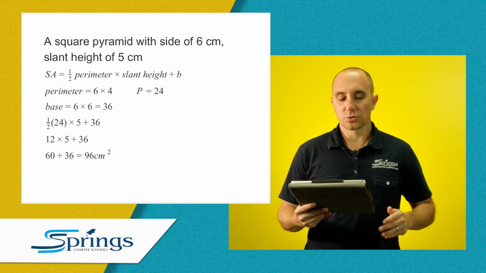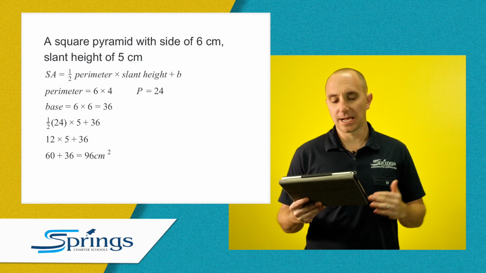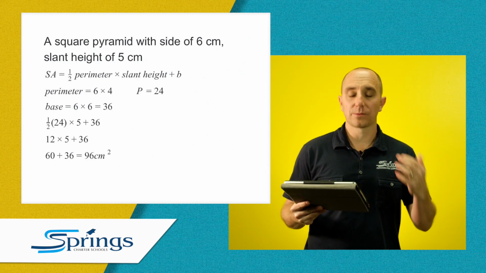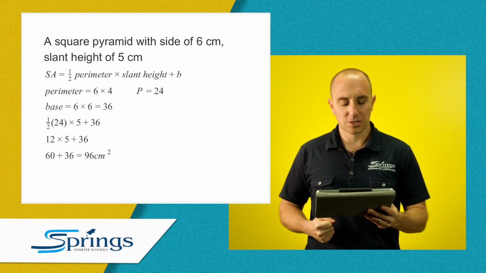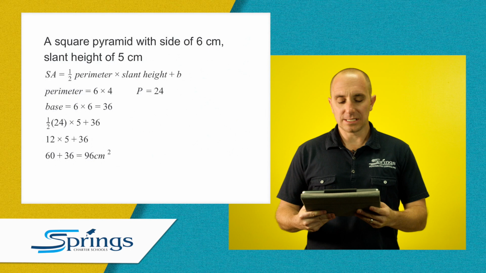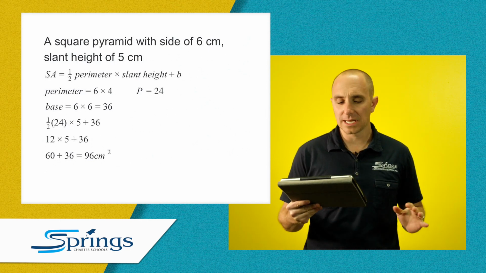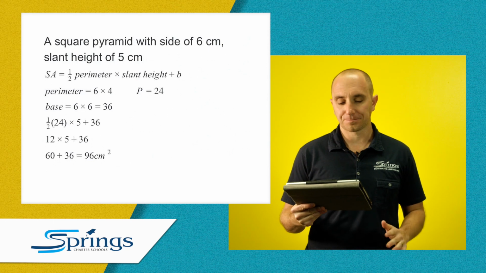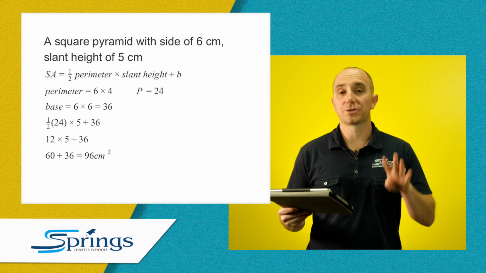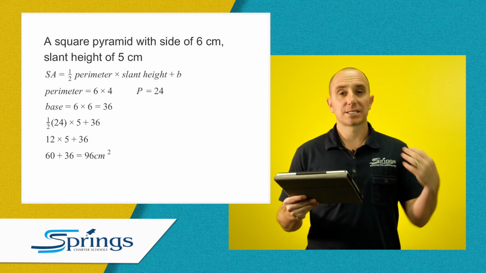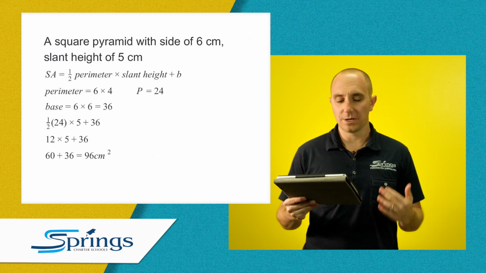All right, a square pyramid with sides of 6 centimeters, a slant height of 5. Now, instead of seeing it, we're just going to use numbers in a sentence. Surface area is equal to 1/2 the perimeter times the slant height plus B. Our formula is the same to figure out the surface area. Let's figure out the perimeter. Since it's a square pyramid, we know there are 4 sides. So we're going to take our side length of 6 and multiply that by 4, which gives us a perimeter of 24.